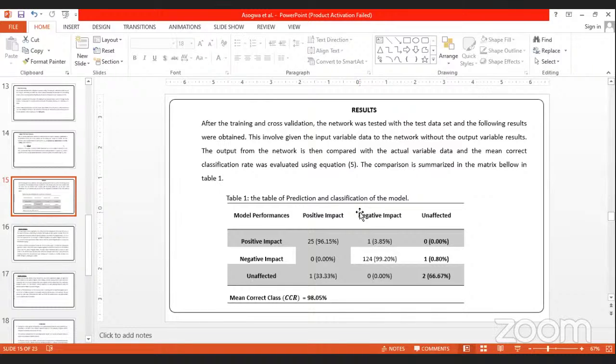have any effect on the economy. Then the mean model evaluation criteria was able to predict and classify the model with 98.05.